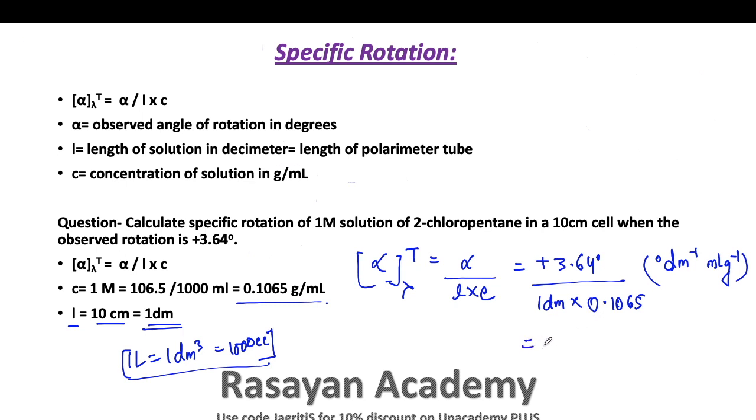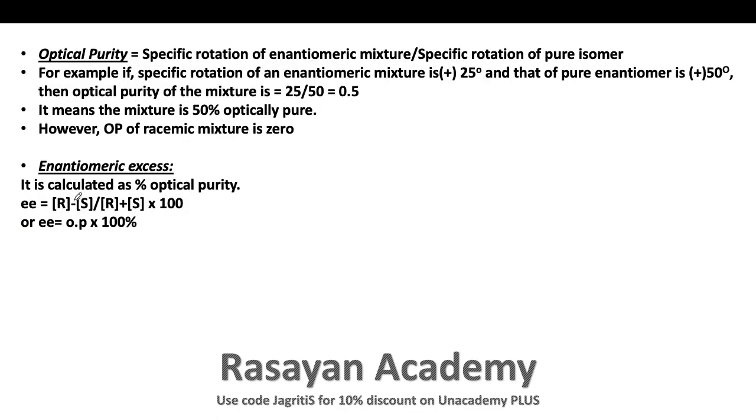so the answer comes out to be 34.178. Yes, this is your correct answer. 3.64 divided by 0.1065. Yes. So this is your correct answer for this particular solution. Now guys, we are going to move onwards, and we will see plenty of more useful formulas.